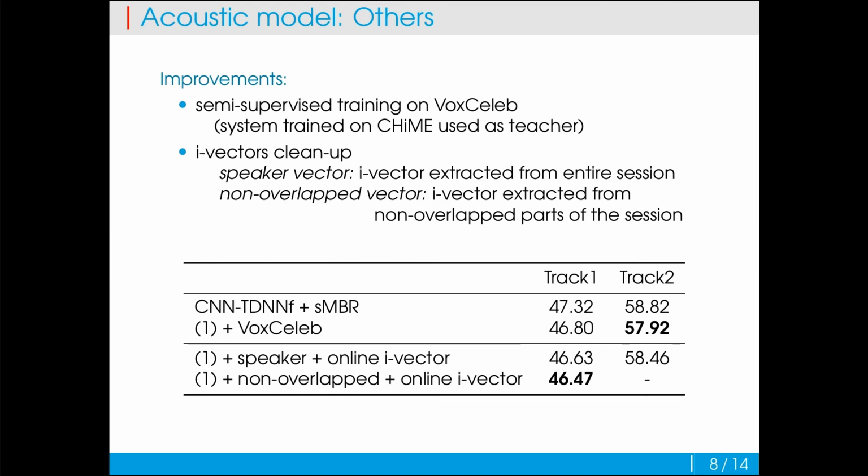Staying still with the acoustic modeling, there are two more modifications we used in our final systems, which are making use of the VoxCeleb data and also exploring speaker adaptation with i-vectors. For the first one, in the second track, we were allowed to use the VoxCeleb dataset. However, this data doesn't have any transcriptions. What we did is that we used a system trained on CHiME to transcribe part of the data and then added this transcribed VoxCeleb data into our training.